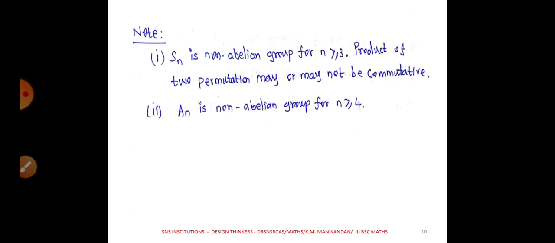Here Sn is a non-abelian group for n greater than or equal to 3. Suppose n is 3, we get the S3 group. The S3 group is the first group which is non-abelian, and the product of two permutations may or may not be commutative. Now An, the alternating group, is a non-abelian group for n greater than or equal to 4. So Sn is the set of all permutations, and An is the set of all even permutations. An is non-abelian whenever n is greater than or equal to 4, and Sn is non-abelian for n greater than or equal to 3.